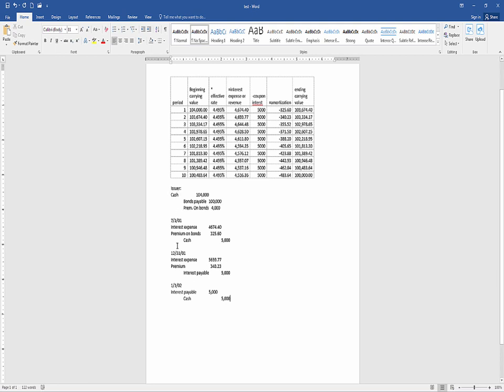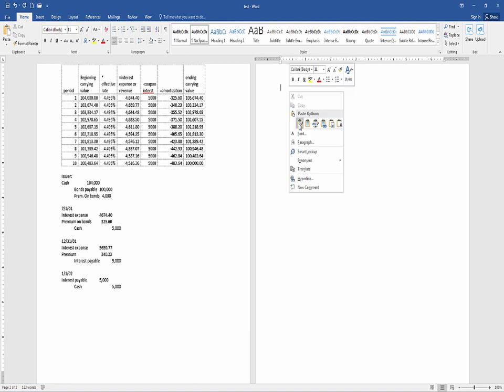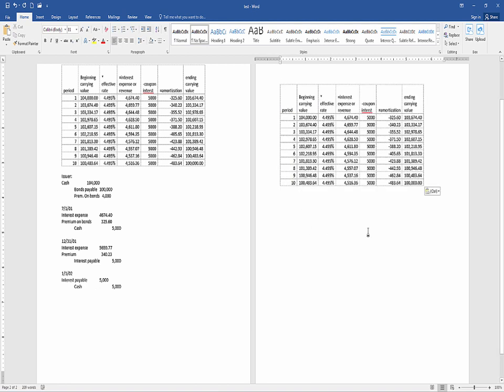Over on the bond buyer's side of the world, let's go ahead and just make a fresh page here. Copy and paste our amortization table again. Over on the bond buyer's part of the transaction, they're going to have an investment in bonds for $104,000. Again, generally speaking, the bond buyer doesn't separate it into face value versus premium or discount. They just record the investment for the full amount, and that's what they paid for the bonds. So there's our starting point, January 1st.